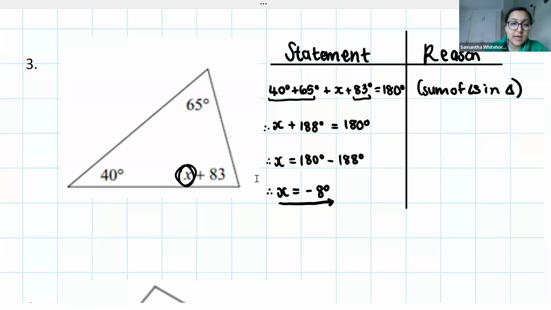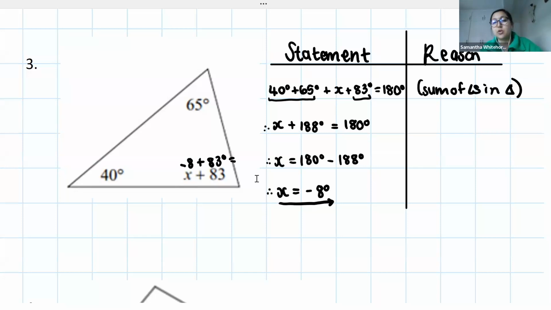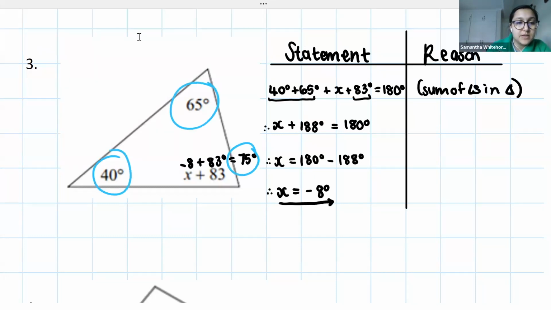Now let's go and check, as I've told you to do before. If this is negative 8 plus 83 degrees, if we simplify that, negative 8 plus 83 is 75 degrees. If we now add 40 plus 65 plus 75, we should get 180. Let's check. So 40 plus 65 gives us 105 degrees.